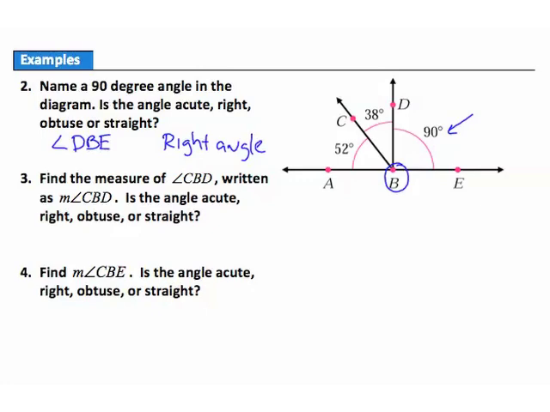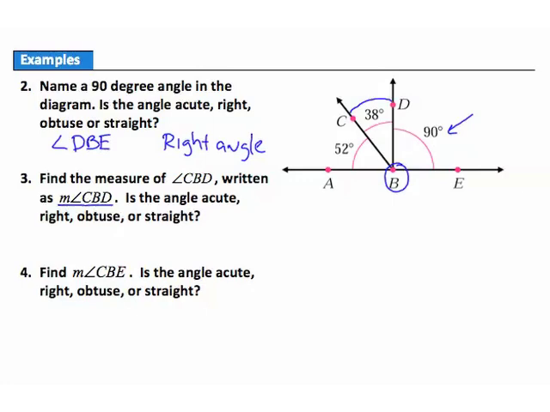Example 3. Find the measure of angle CBD. And the way we write this shorthand for the measure of angle CBD is just like this. We just put a lowercase m out front. So that asks for the measure of angle CBD. So let's take a look at our picture. So we have CBD. We're talking about this angle right here.